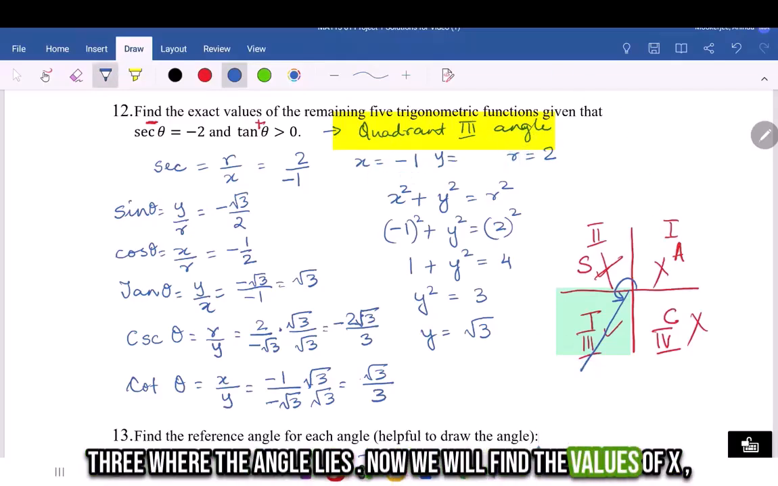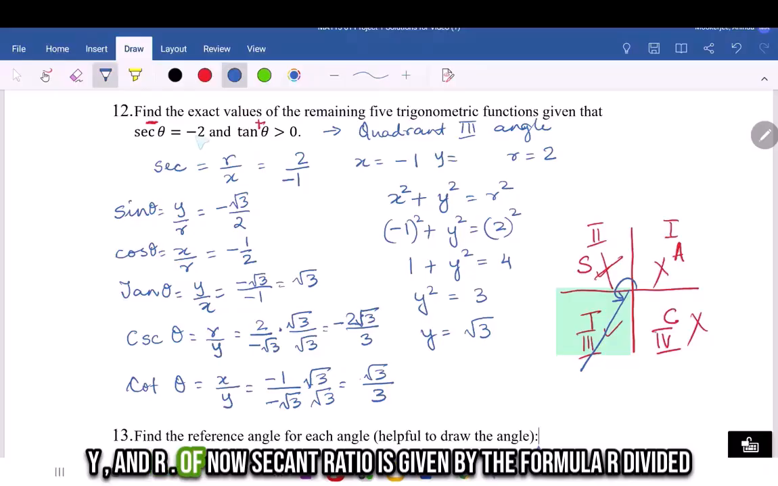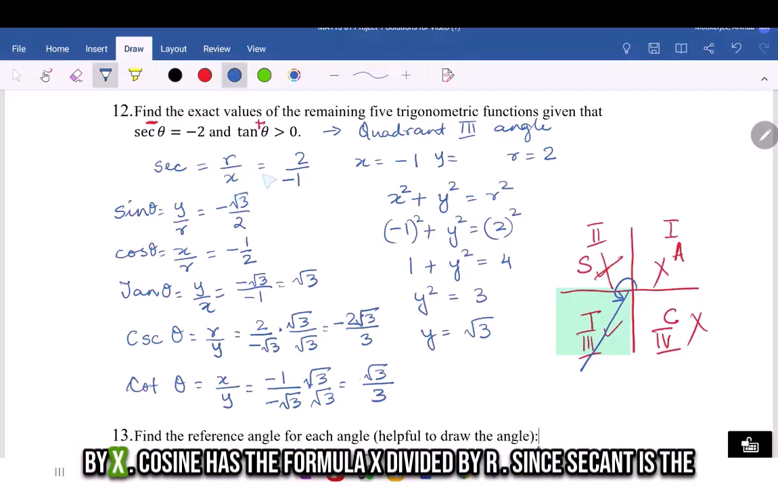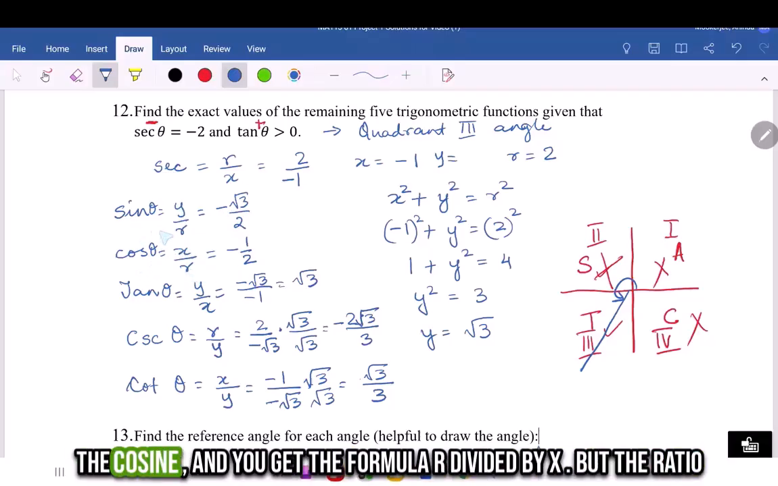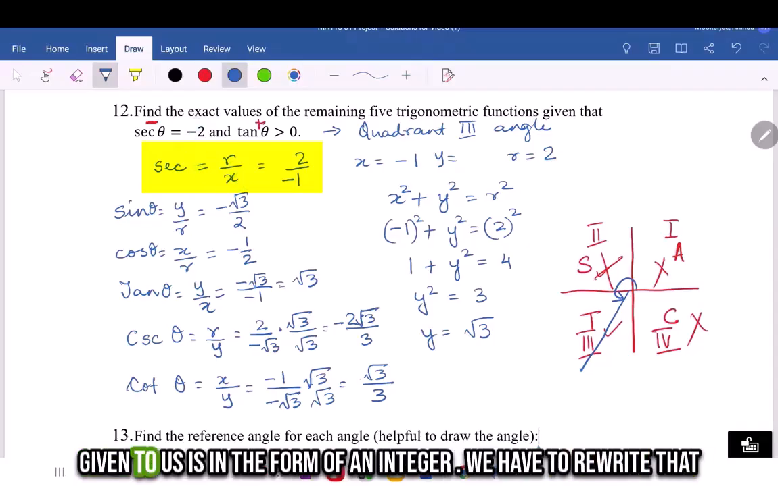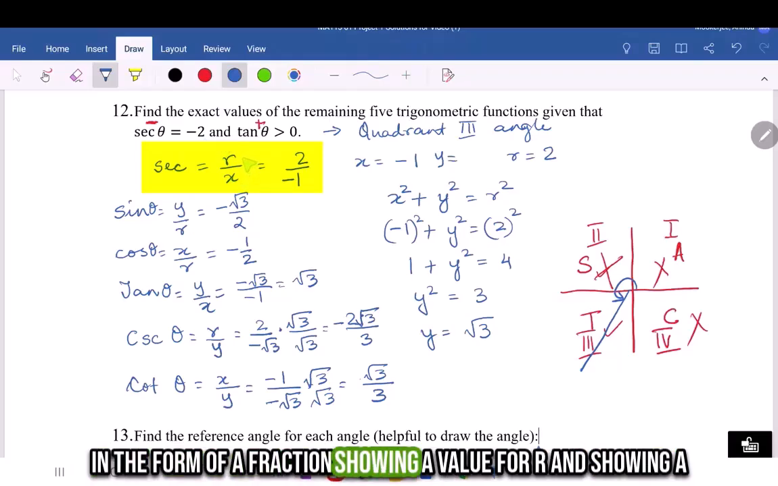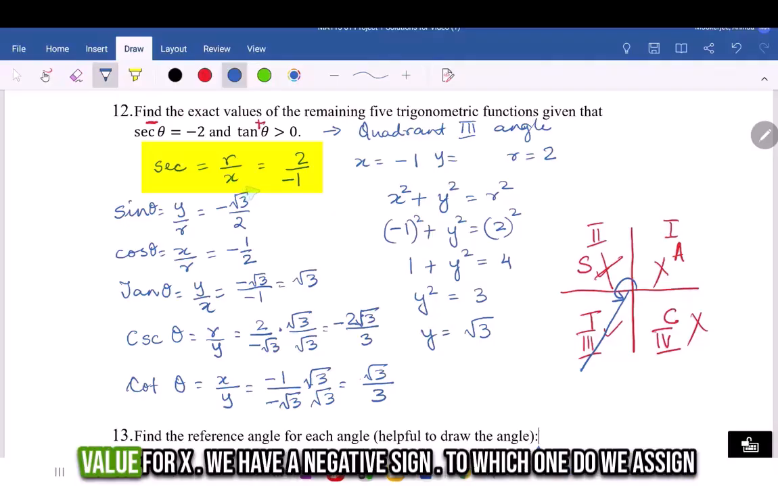Now we will find the values of x, y, and r. Now, secant ratio is given by the formula r divided by x. Cosine has the formula x divided by r. Since secant is the reciprocal of that, just flip the numerator and denominator of the cosine and you get the formula r divided by x. But the ratio given to us is in the form of an integer. We have to rewrite that in the form of a fraction, showing a value for r and showing a value for x. We have a negative sign.